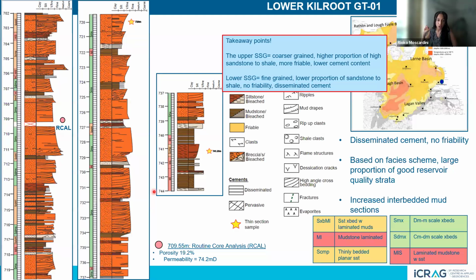In the upper Sherwood sandstone, we have more coarser grained facies with a high proportion of sandstone to shale, and there was a lot more friability. In the bottom section, we have no friable parts at all.